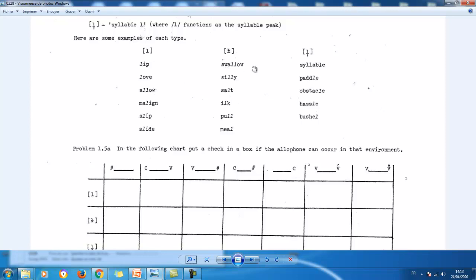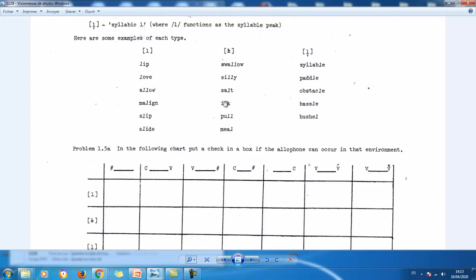Okay, now swallow and silly, you remember that we talked about this L between these two vowels, but the first vowel is stressed and the next one is unstressed. So in this context here, it's going to be clear.